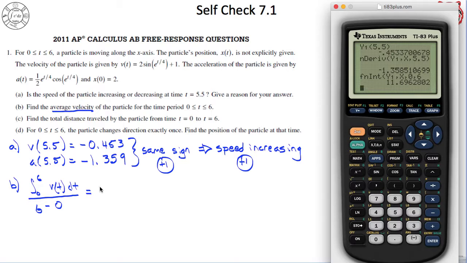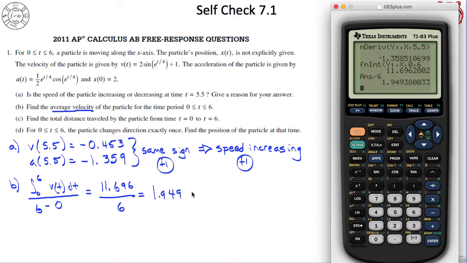All right, so coming back to part B, this is going to be 11.696 divided by 6, and when I divide by 6 on my calculator, that's going to be 1.949, and that is the answer. That is the average velocity. So the way to score this one is if you have this integral, you give yourself +1, and if you got the answer, give yourself another +1. So we're up to 4 points.